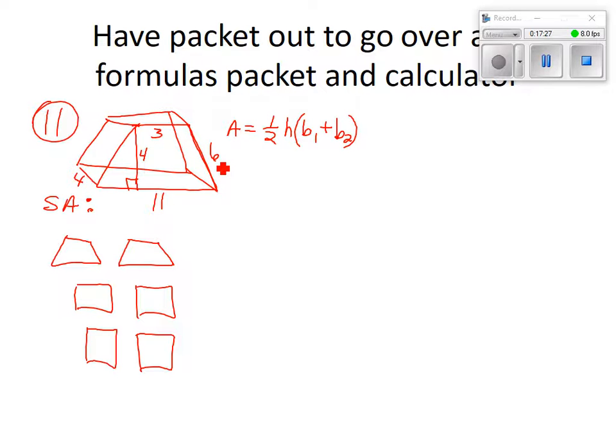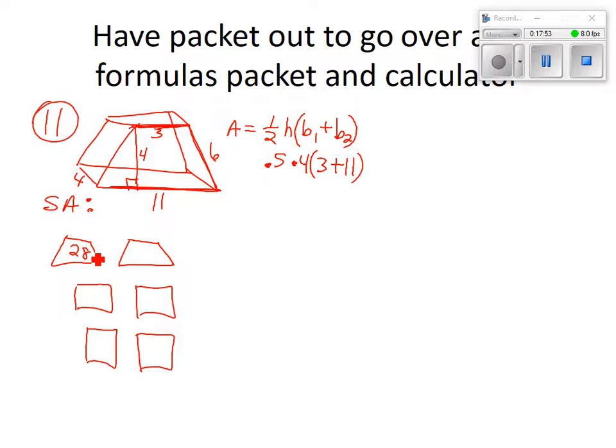For just the trapezoid, we need the height and the 2 bases. We'll probably change that to 0.5, what's the height? 4. What's the 2 bases? 3 and 11. Remember, it's the 2 that are parallel to each other, so 3 plus 11. Somebody do all that for us. What's the area of that trapezoid? I got 28. Anybody else get 28? Yep. So the area of that trapezoid is 28.